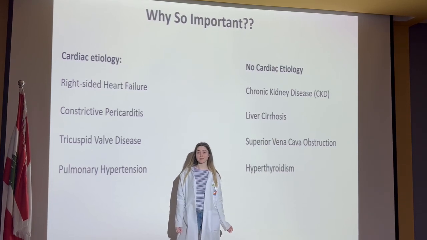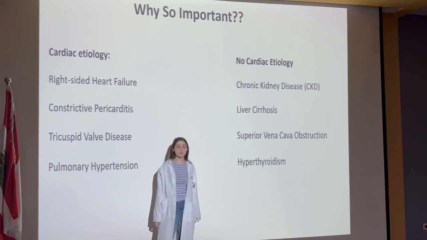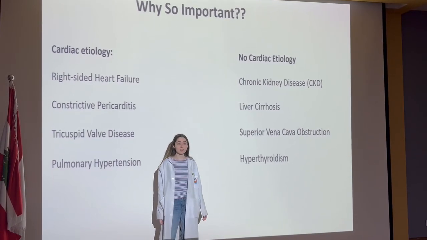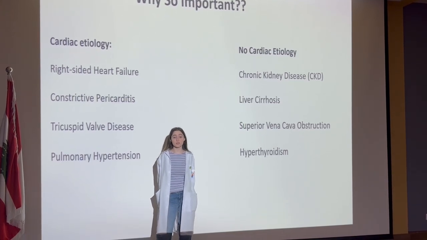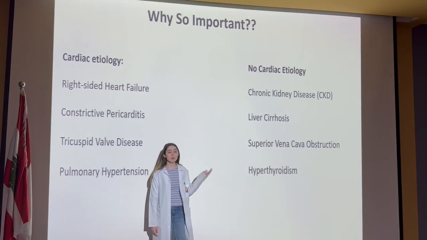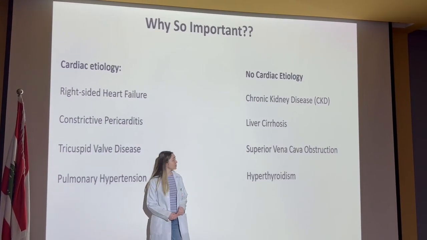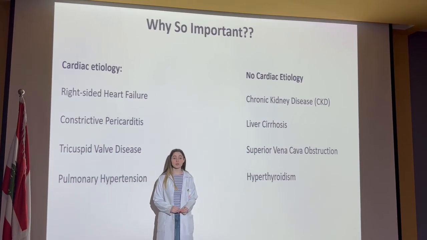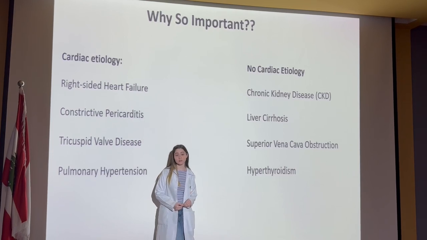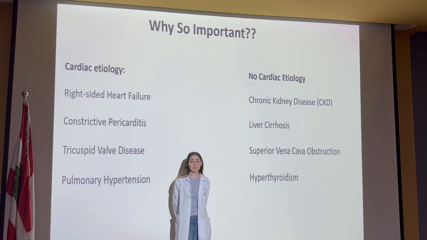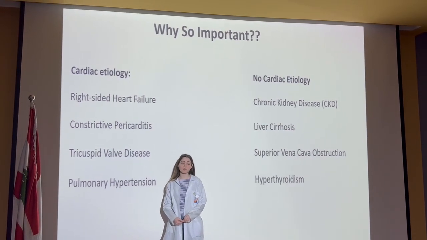While raised JVP is most commonly associated with cardiac etiologies, it is important to consider non-cardiac causes, like chronic kidney disease, which is impaired renal function, leading to fluid retention, causing elevated JVP. Liver cirrhosis, portal hypertension due to liver disease can cause fluid backup and elevated JVP. Superior vena cava obstruction, blockage or compression of the superior vena cava can impair venous return and increase JVP. And for hypothyroidism, increased metabolic demands can result in elevated JVP due to high cardiac output and systemic vasodilation.